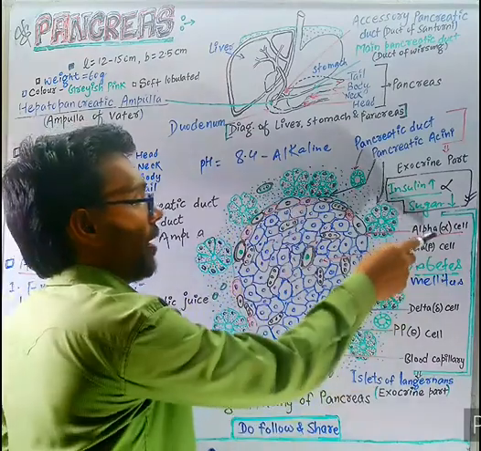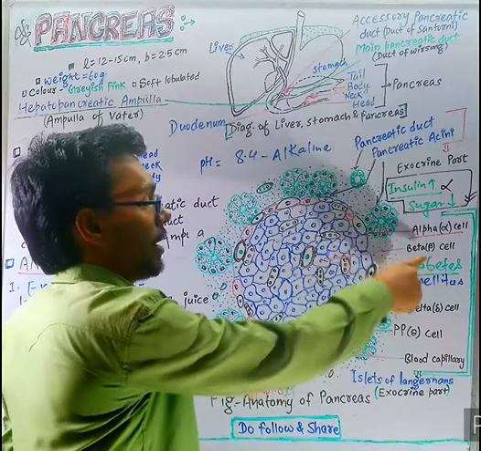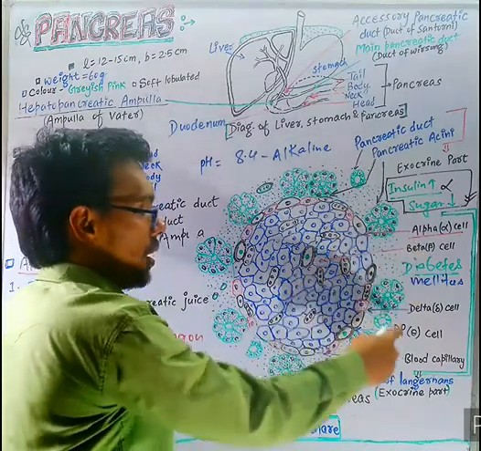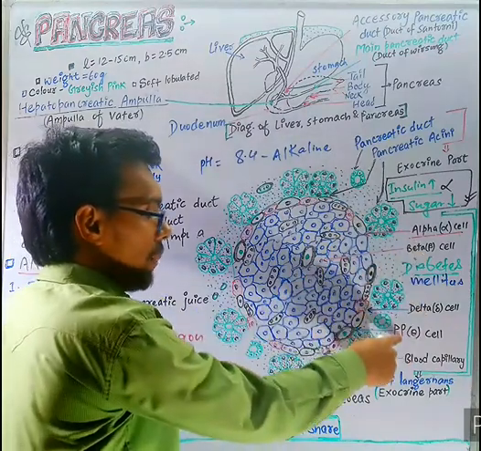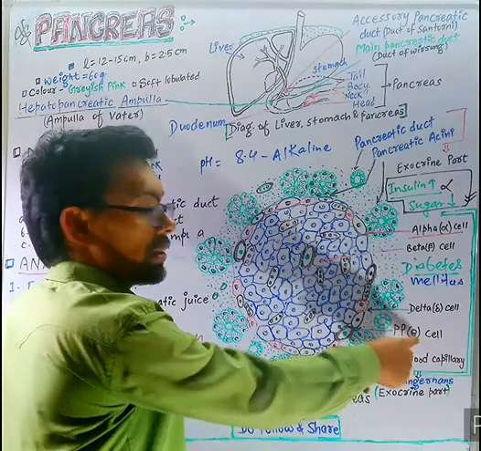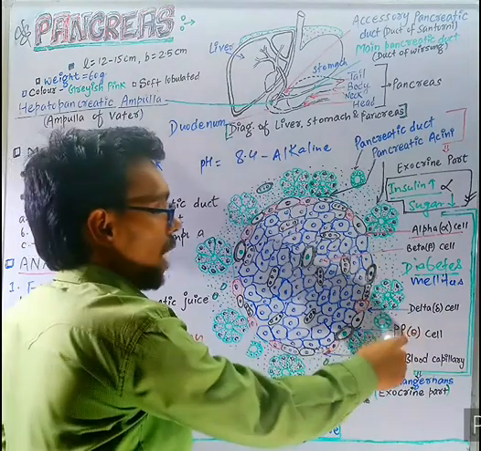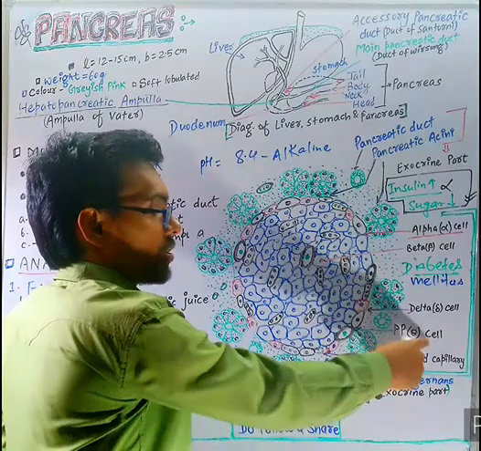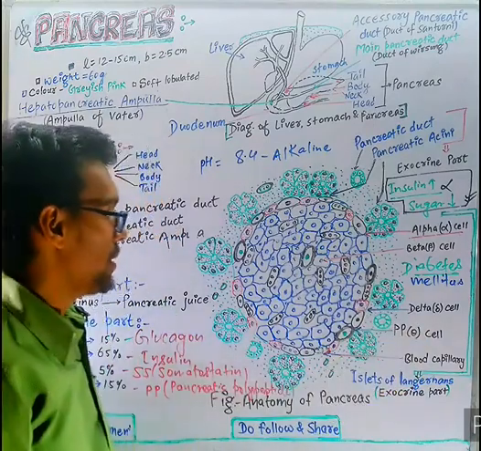Alpha cells are in the peripheral area, beta cells in the middle positions, delta cells in the peripheral area. PP cells are called F cells in some books. So it is written PP cells or F cells, generally called PP cells.